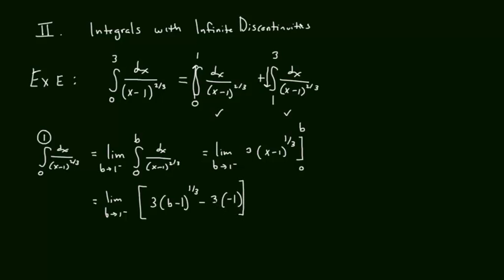Alright, so this expression here is going to go to 0 if we plug in b as 1, and this is equal to positive 3, so the limit is equal to 3. So this one here converges to 3. Let's take a look at the second one.